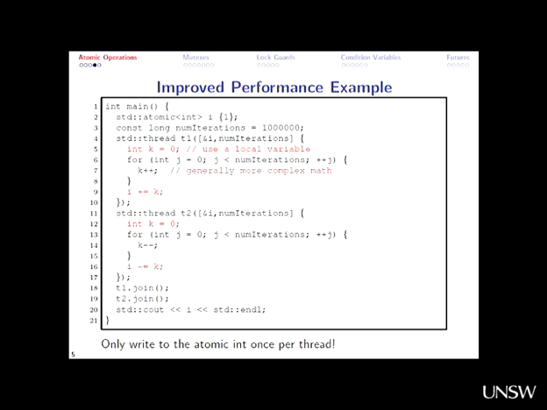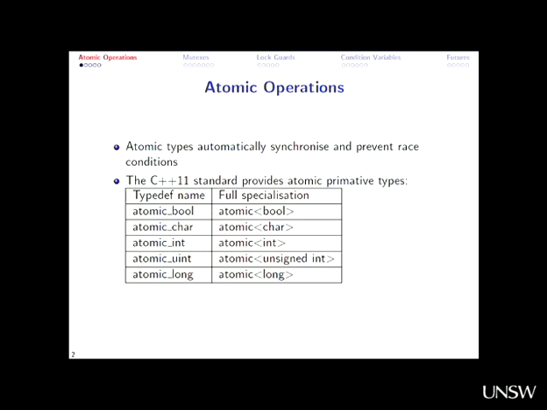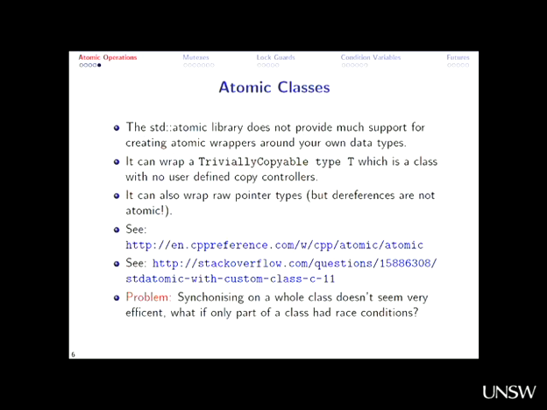Now, this atomic library is nice because we go back to here and we can see that we have some atomic bools and some atomic chars, ints, unsigned ints, longs, etc. And you'll see that the full specialization makes this look like it's a templated type, like a vector. So could we create just an atomic Euclidean vector? Could we just create an atomic graph? Can we just wrap atomic around normal data structures and just have that all work really nicely for us? Well, unfortunately, the answer to that is no. The standard atomic library does not provide much support at all for creating atomic wrappers around your own data types.